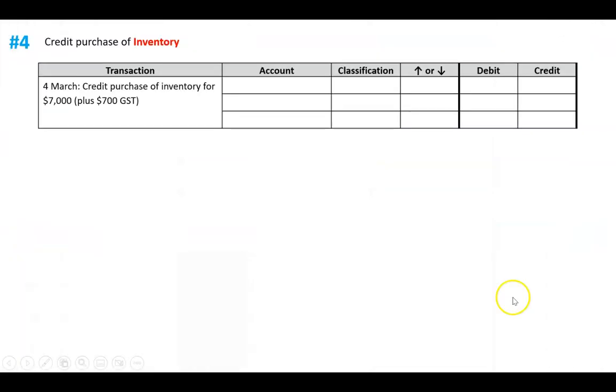Let's just deal with our final one, which was number 4. I buy inventory, but instead of cash, I buy it on credit.